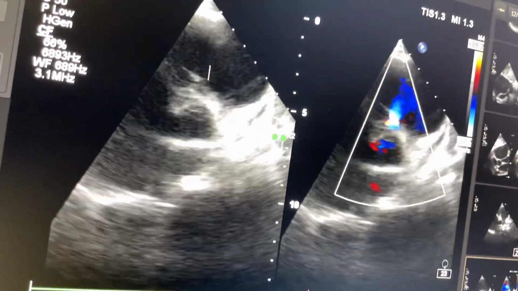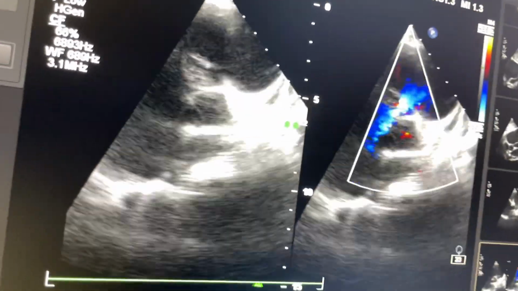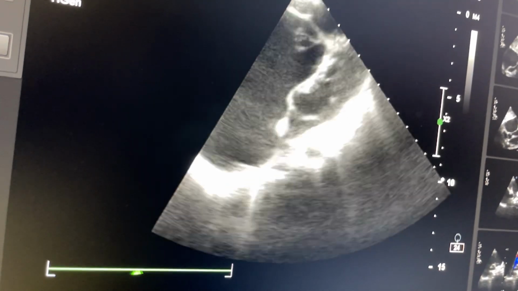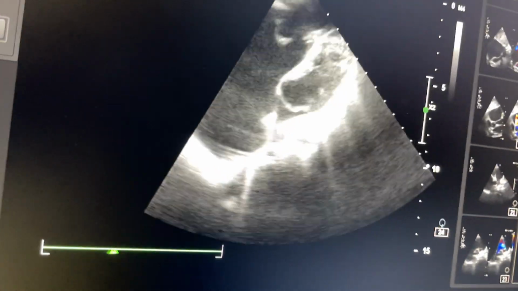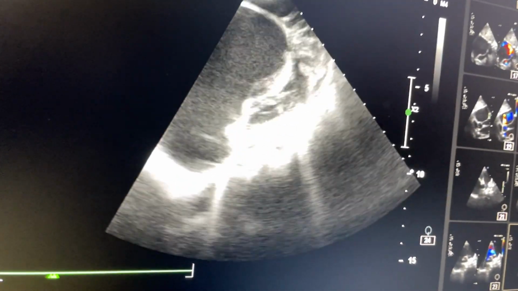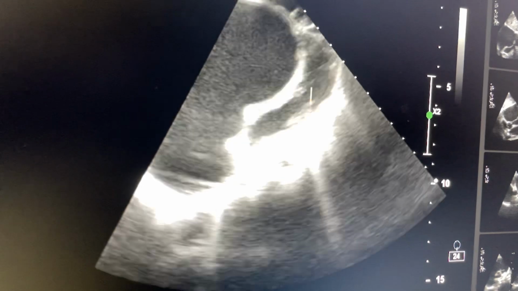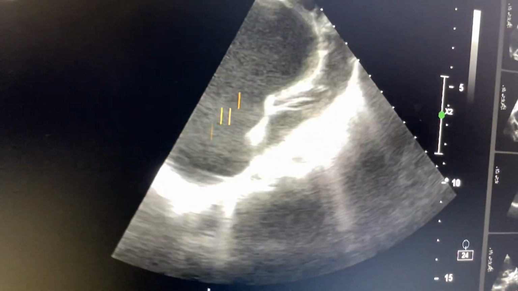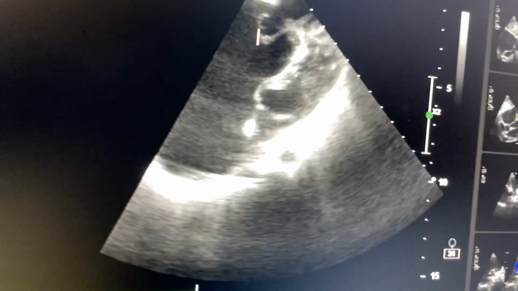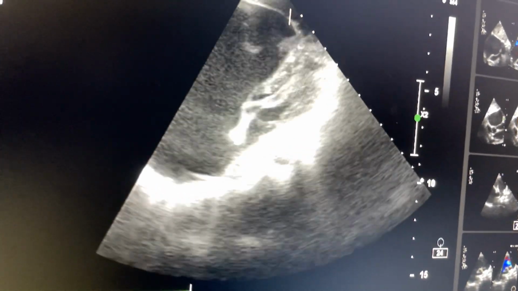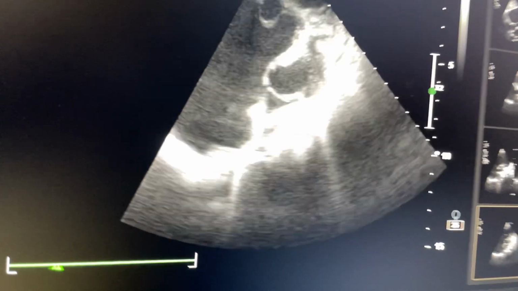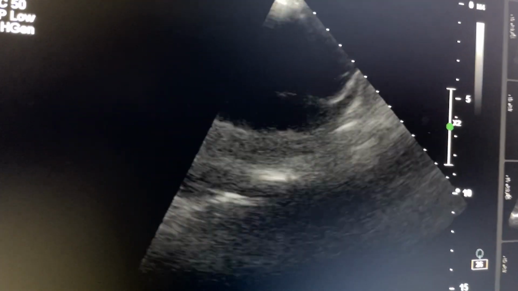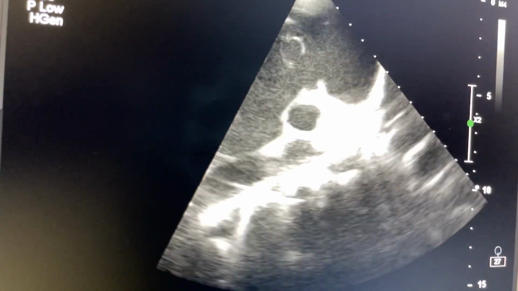of Ebstein's anomaly. Again the same thing. This portion is left atrium, this is left ventricle, this is right atrium, this is atrialized right ventricle, and this is true right ventricle. Again the same thing.